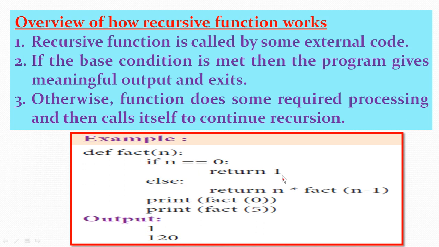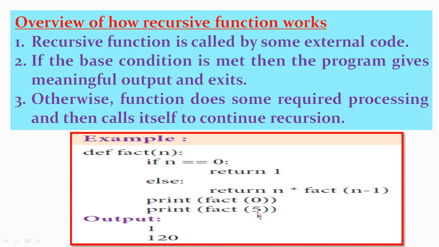Here return 1 is the base condition. The base condition is needed to end the recursion. If the value of n is 0, it returns 1, that is the final value, that is the base condition. If we enter the value of 5, it calls itself.